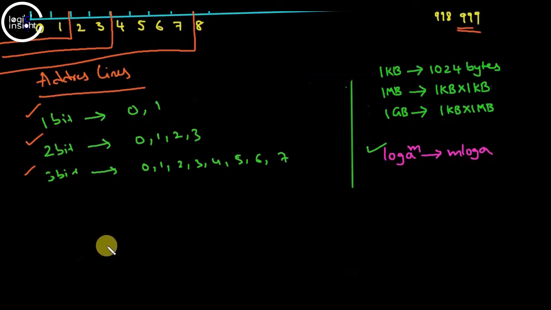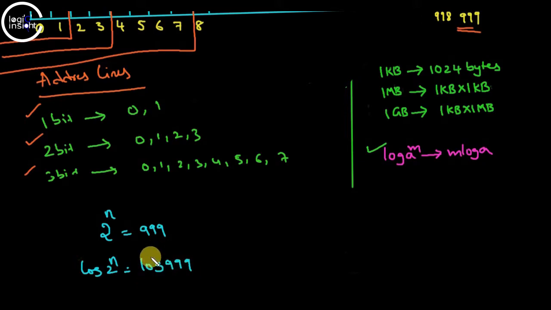In order to calculate the value, we use simple math. Okay, for example, we need to have the memory locations, right? It's nothing but 2 power n should be equal to 999. Okay, so how to solve this? Apply log on both sides, then I'll get log 2 power n should be equal to log 999.